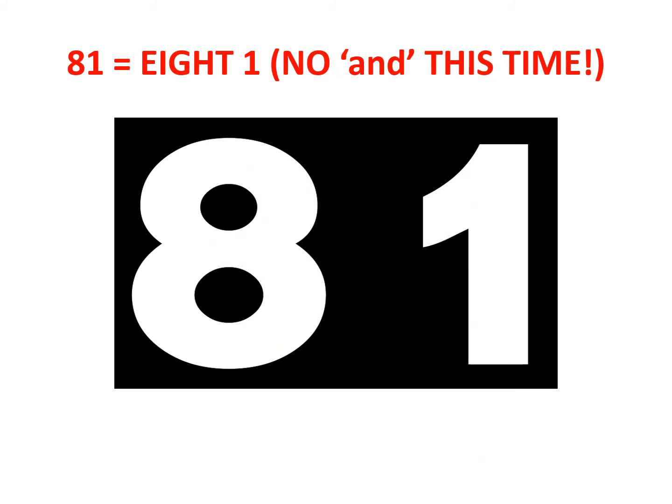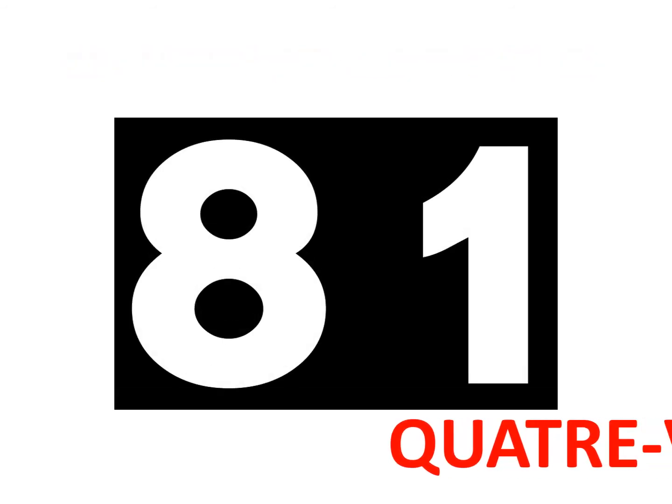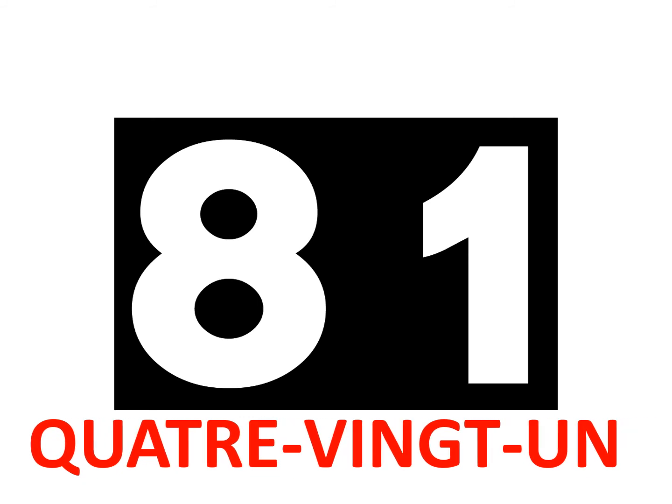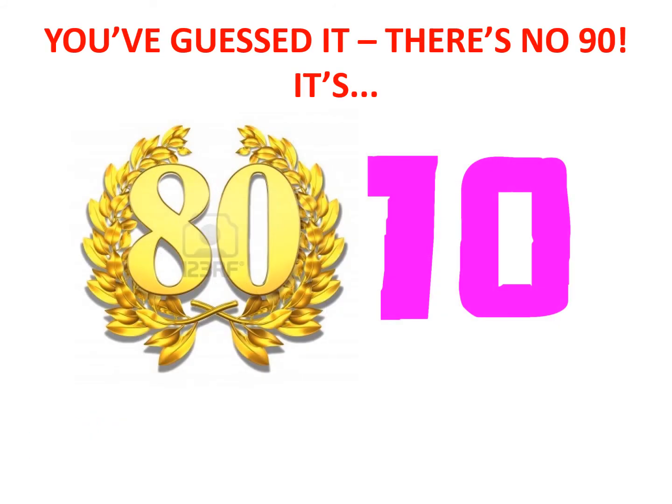81 would be 81. Oh, have you noticed this time? You don't need the and, you don't need et. So 81 is 81. 82 would be 82. 83 would be 83, etc. Right, we're moving now. You've guessed it, there is no number 90.